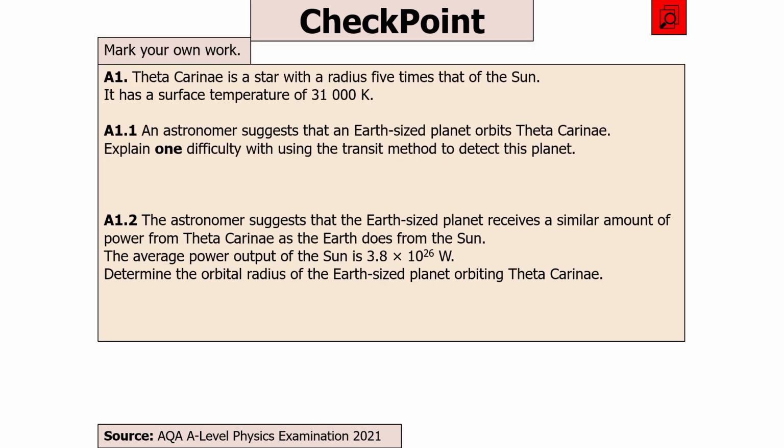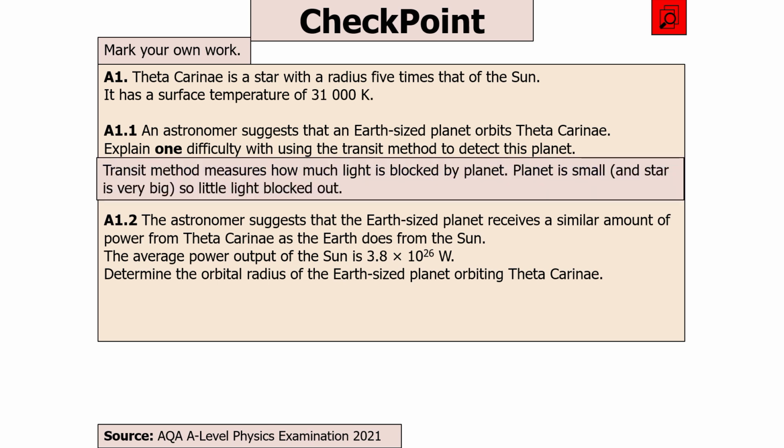Right, so you've got to know the difficulties with the transit method. Basically, the transit method measures how much light is blocked out by a planet. If the planet is so small or the star is so big, very little light will be blocked out, so it wouldn't be noticed. The next question asks, what's the power output of Theta Carinae?